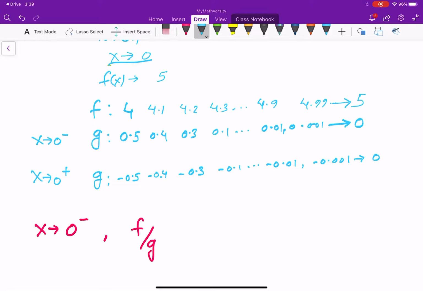What type of pattern do we have? Something like 4, 4.1, 4.2, divided by probably 0.5 or 0.4 or something like that. So the numerator is just getting closer and closer to 5, right? Or kind of a fixed number. Sorry, not a fixed number, but it's getting closer and closer to 5, and the denominator is getting closer and closer to 0, getting smaller and smaller, decreasing and approaching 0, right?